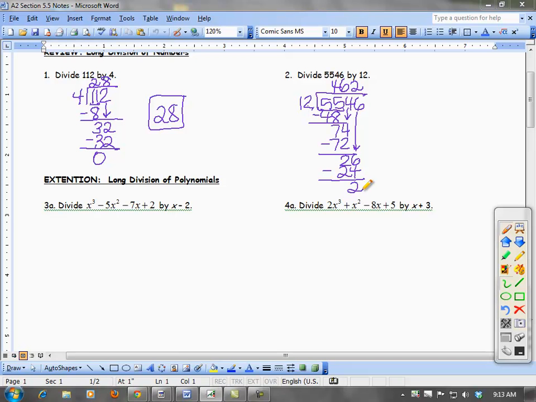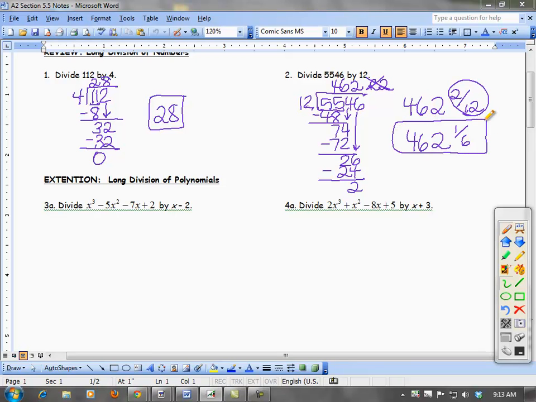Now, in elementary school, they let you say remainder of 2, right? I had 462 with a remainder of 2. In Algebra 2, we're done with that. What we have left is 2 divided by the 12 that we started with. So I have 462 and 2 twelfths, but 2 twelfths can be reduced, so I have 462 and 1/6. This is our answer. Okay, so there's no longer available to have the R. You actually have to take your remainder and then divide it by whatever number you're dividing by, the 12.